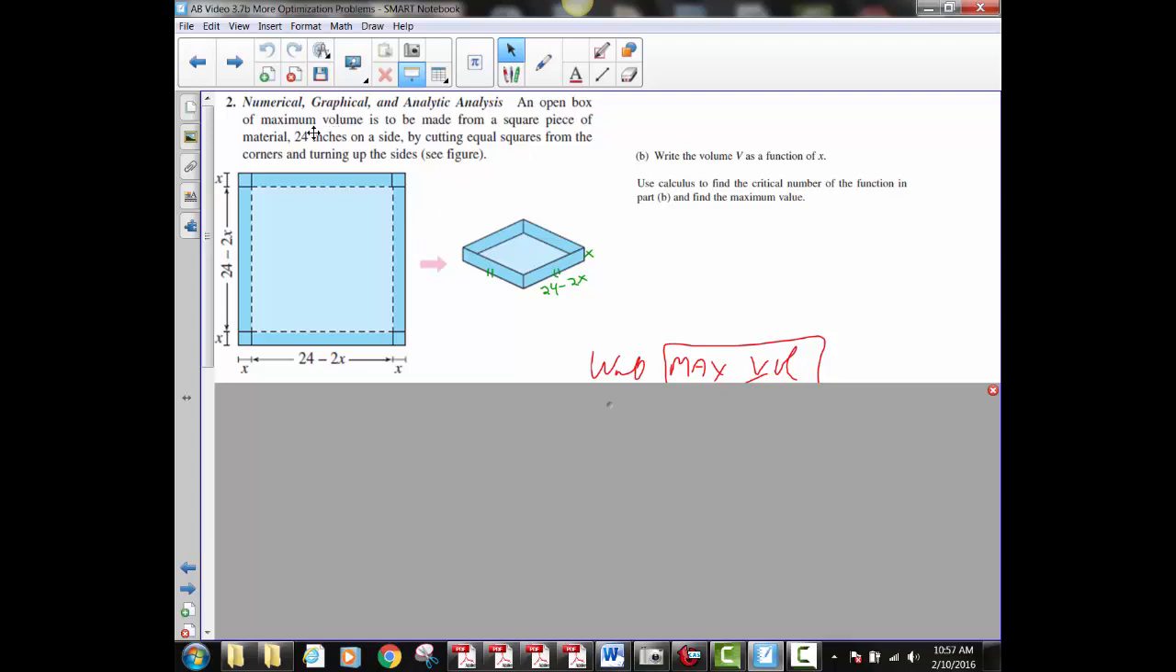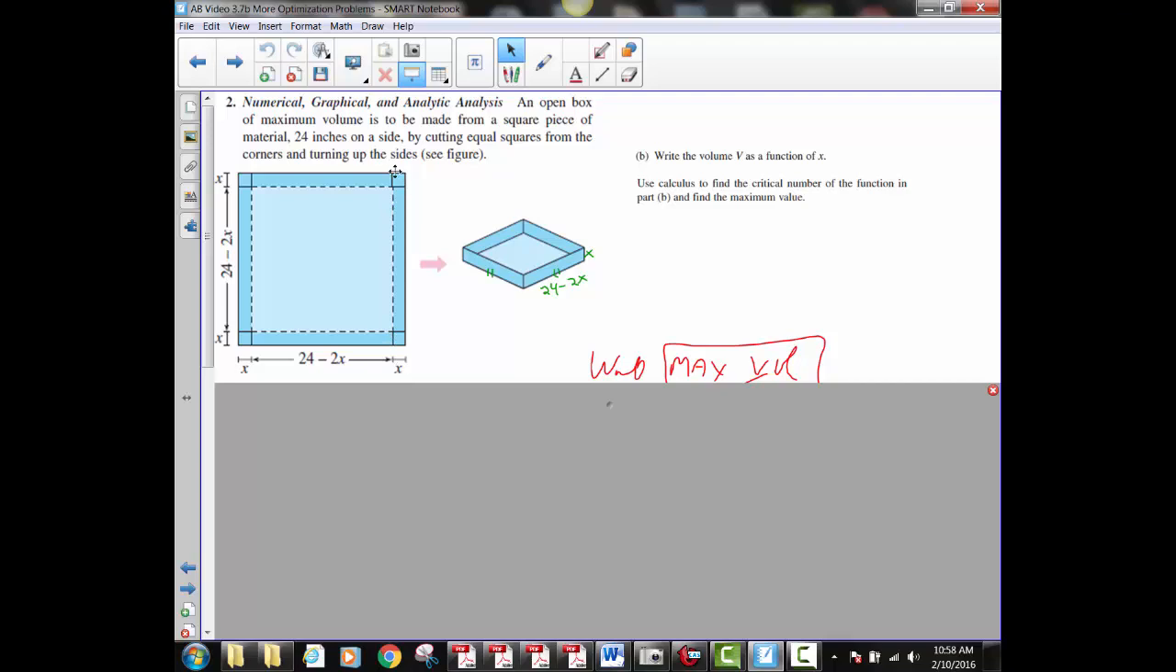An open box of maximum volume, so you're trying to maximize the volume, is to be made from a square piece of material 24 inches on each side. So the actual dimensions on the outside are 24 inches. But what you're going to do is cut equal squares from each corner. If the side length of each square is x, then what's remaining, once you cut those away, is 24 minus 2x. Big mistake people make is 24 minus x.